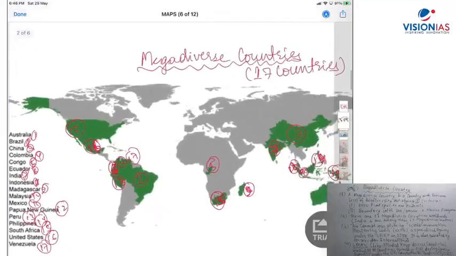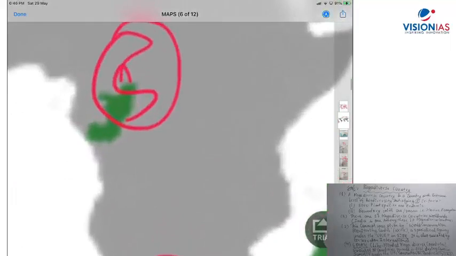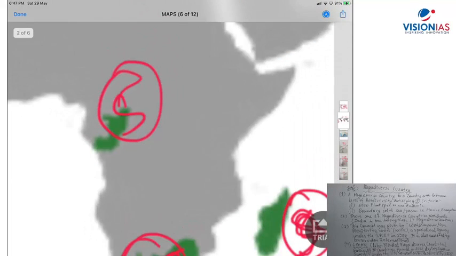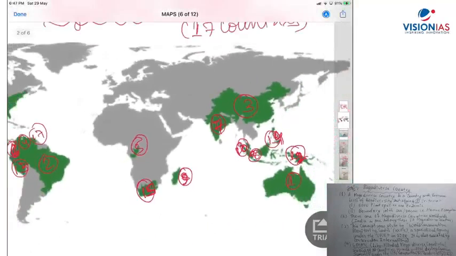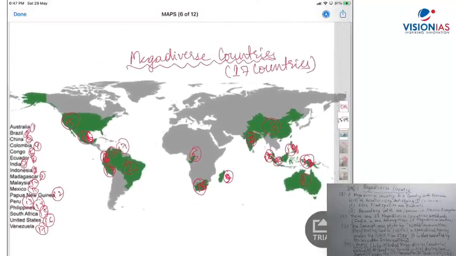If you see the map here, even this one, Congo, there's one part of Congo opening to the Atlantic Ocean. Number 5 is Congo. Again, it opens to the Atlantic Ocean side. So you'll find all of them are linked with sea and ocean. And again, if you see clearly on the map, most of these are in the tropical belt. Most of these countries are in the tropical belt.